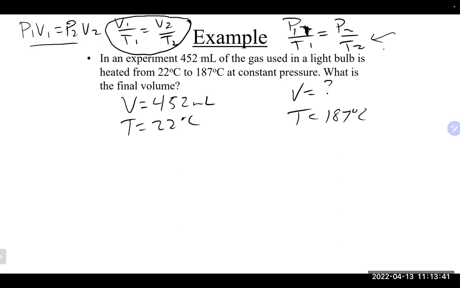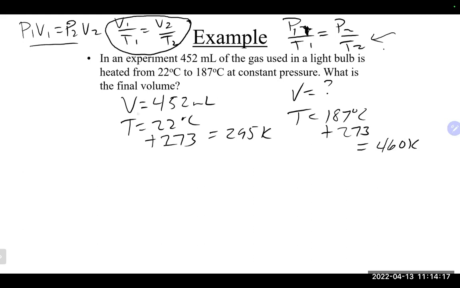As was a question asked earlier, even though they're both in the same units of temperature here, you have to go into Kelvin to get the correct answer regardless of that. So here we want to make sure that we convert our temperature to Kelvin. We're going to add 273 to each of these. 273 plus 22 gives us 295 Kelvin, and 187 plus 273 gets us 460 Kelvin. At this point, we are good.